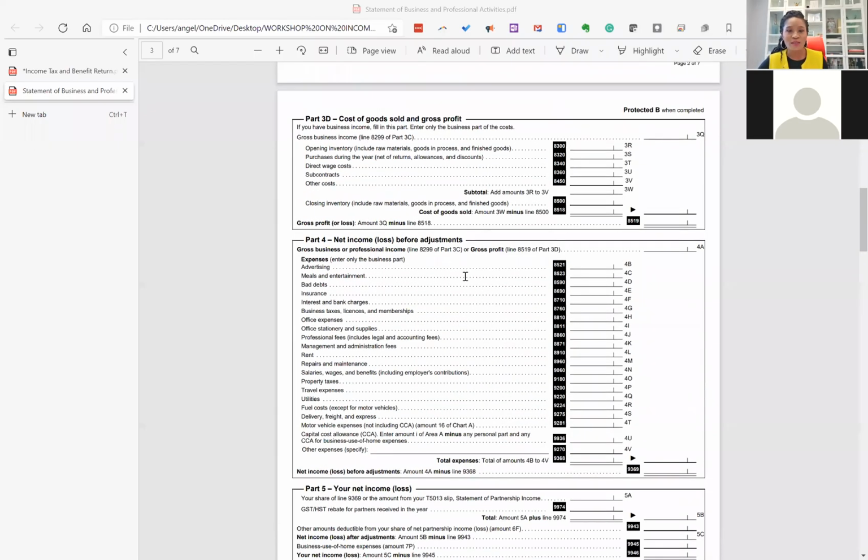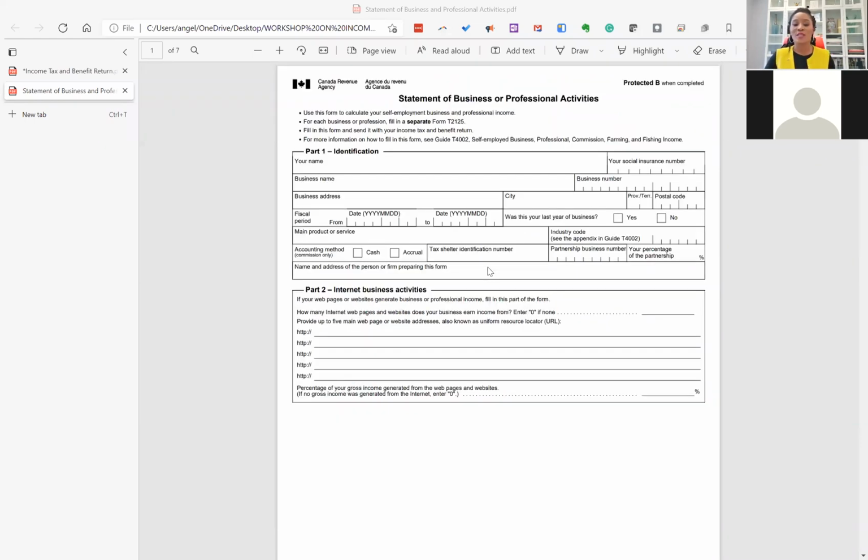So here's a statement. I don't know if everyone can see my screen now, but this is what's called a statement of business and professional activities. If it's a business that's a sole proprietorship, this is required as part of the income tax filings. It's also required under the law, and as part of the family law rules, you're required to attach this to your financial statement so that the other side can get a clearer picture of your income.